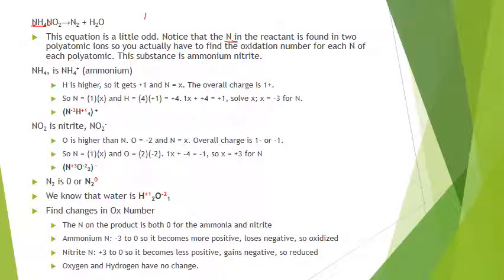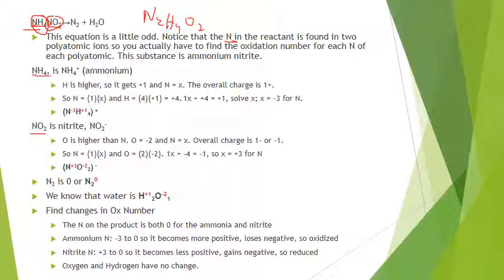Now why don't we just write it as N2, H4, O2? The reason why we don't is because these are two different substances. This is ammonium and this is nitrite. And they behave differently when this reaction takes place. So we have to treat the nitrogens differently. This is ammonium nitrite. Okay, it decomposes into nitrogen gas and water.